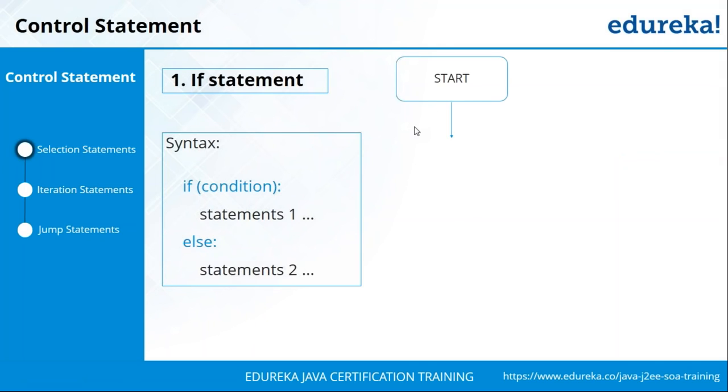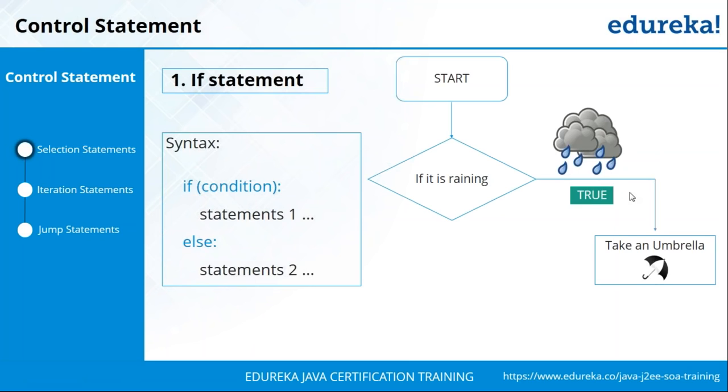So you always start your program and then you check whether it is raining. Now if it is found to be true, that is if it's raining, then you need to take an umbrella. But if it's not true, then you're going to go play football. So are you clear with respect to how an if else statement works?